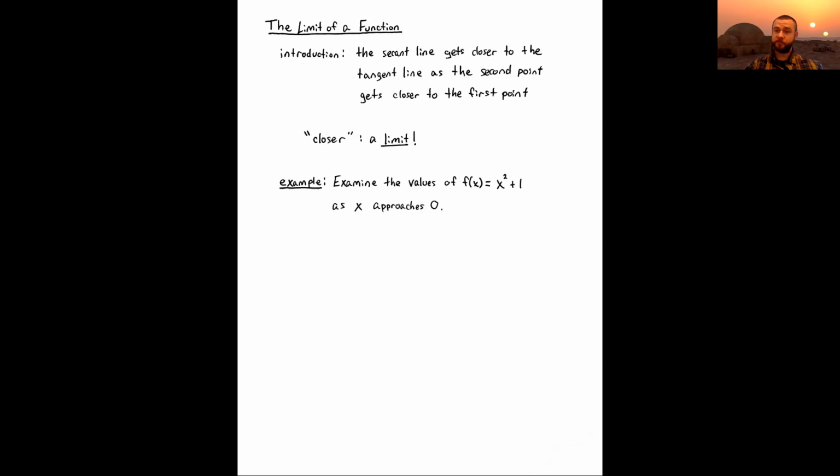All right, and the example is really simple. We're going to examine the values of this function, f of x equals x squared plus 1, a really simple function. And we're going to see what happens to the function values as the x values approach 0.